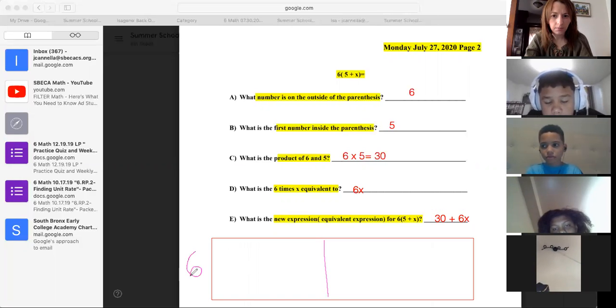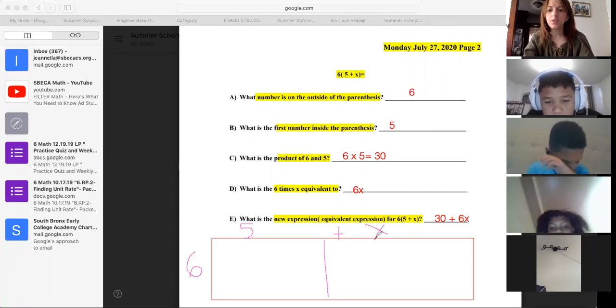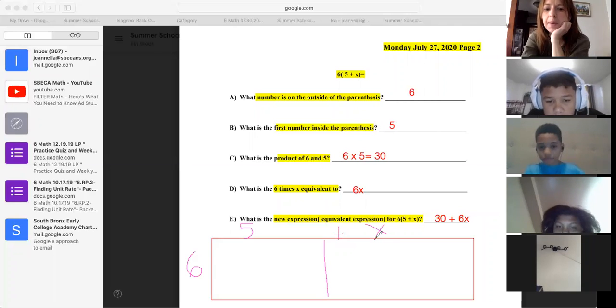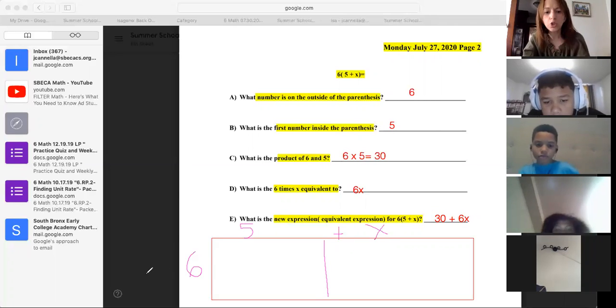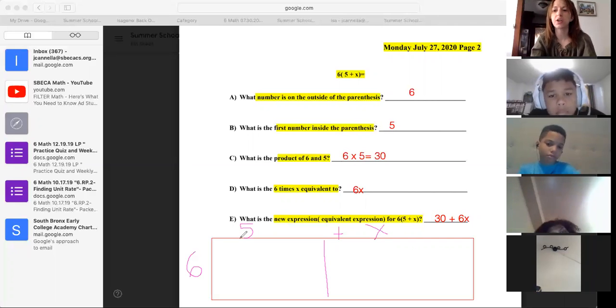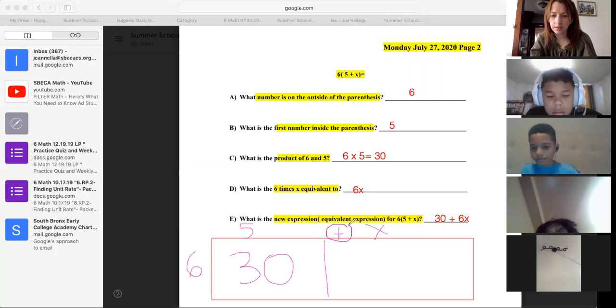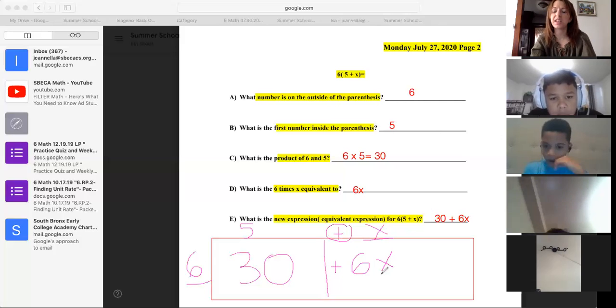6. We have 5 on top, plus here, x. The distributive property says you multiply. This is the box. You make a box and divide it. So I'm going to multiply 6 times 5, which is what, Jerickson? 6 times 5 is how much? 30. Good. I'm adding 6 times x. So I put the plus sign. 6x. Does everyone see where that 30 plus 6x came from?